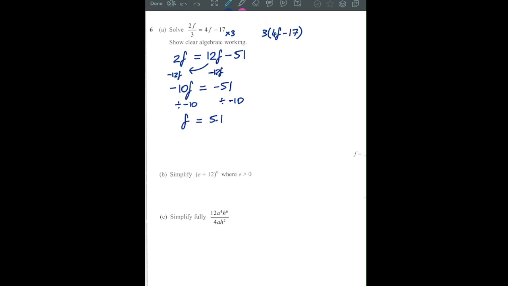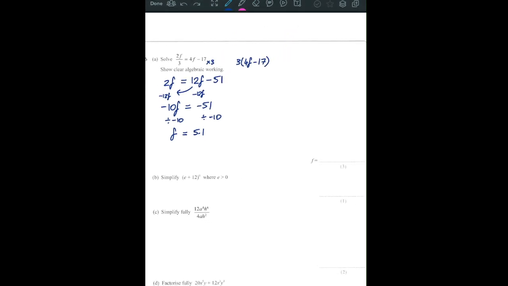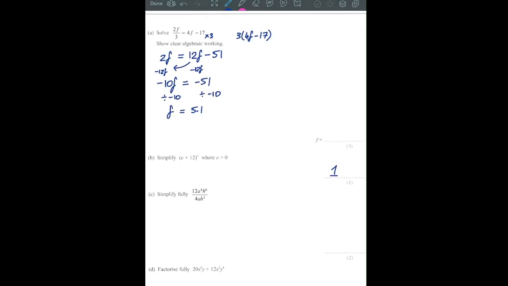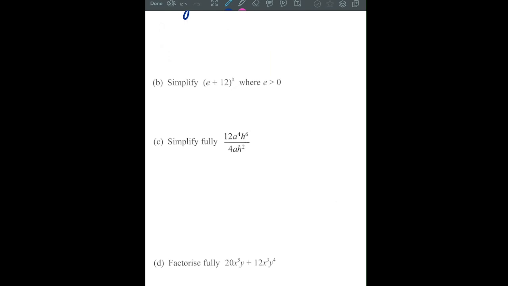Part B, simplify e plus 12 to the power of 0. Well, this is just requiring you to remember what power 0 means. Power 0 means 1. Anything to the power of 0 is just 1. Part C, simplify fully. Notice it says fully. If you miss a little bit of simplification, you will not get all the marks.